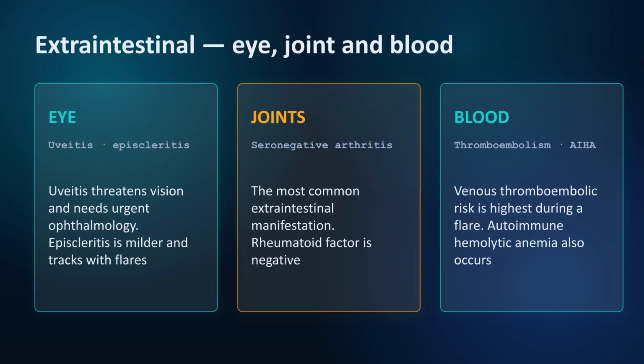Do not let that reassure you into dismissing it. And in the blood, patients have an increased risk of thromboembolic events, highest during an active flare, as well as autoimmune hemolytic anemia. That thrombotic risk is often underestimated on the wards. Prophylactic anticoagulation in a hospitalized flare is standard, and it is safe even with rectal bleeding.